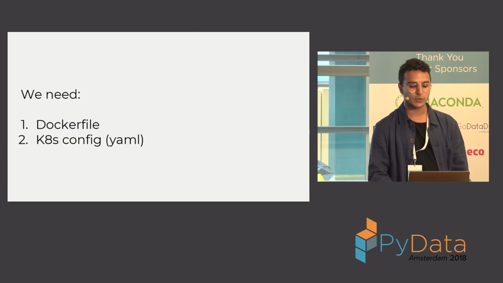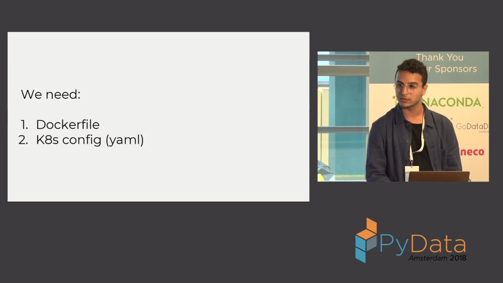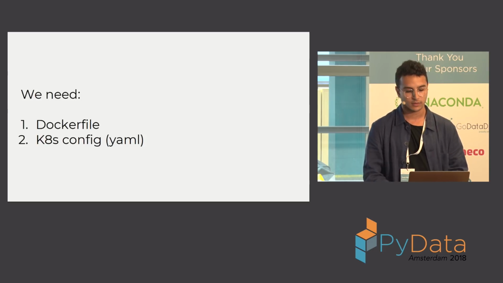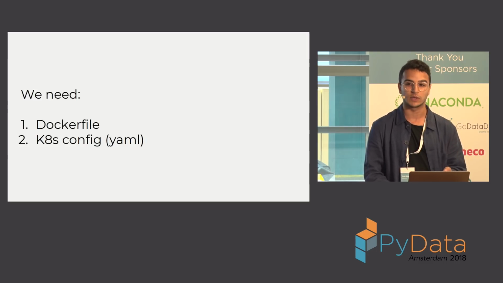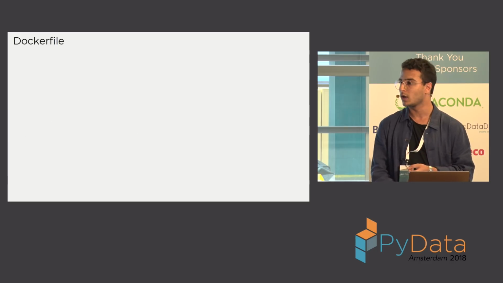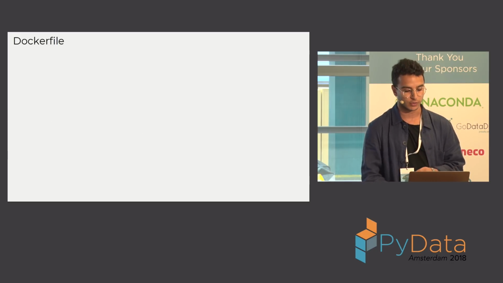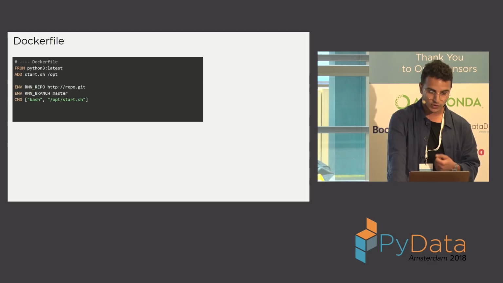So in order to do this, we need 2 things. One of them is the Docker file, which is basically the definition of the container. And the other thing is the Kubernetes config, which is basically a deployment file that we use in order to tell Kubernetes what to do in this case. So what should be the scheduling constraints, what should be the scheduling features that we're interested in to run this job. So let's start with the Docker file.